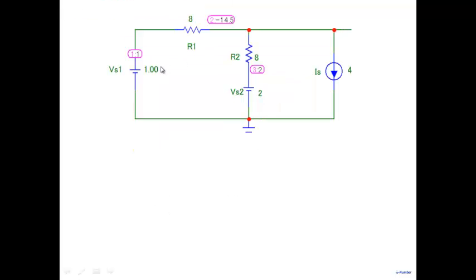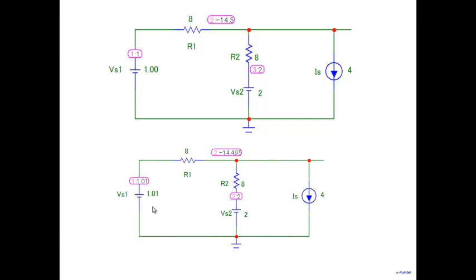So that's what I'm doing. I have 1 volt here, and I'm not calculating, I just simulate. It's easier. So I get minus 14.5 here, right? Next, what I do is I change this to 1.01, and I get minus 14.495. And what is the effect of changing this by 10 millivolt? I subtract these two and I get an answer which is 5 millivolt. Right? The method will work.